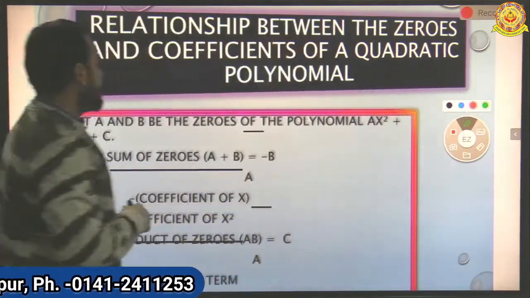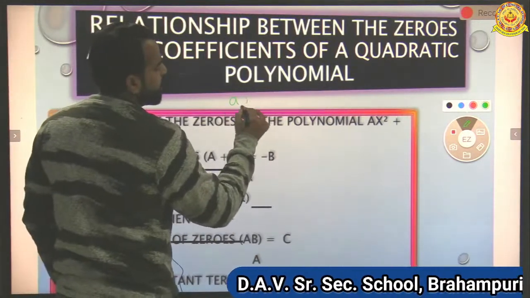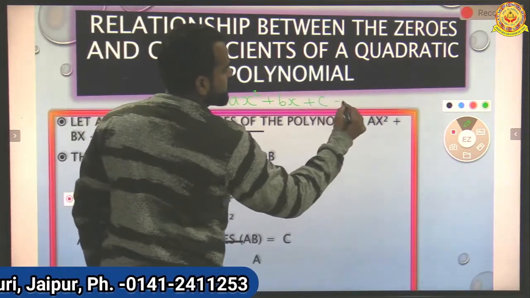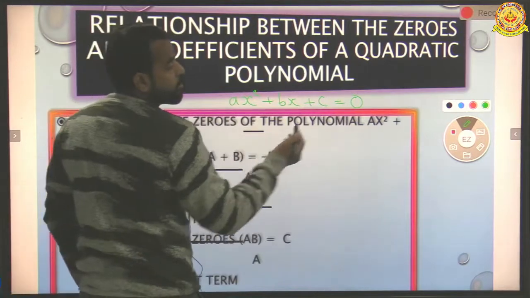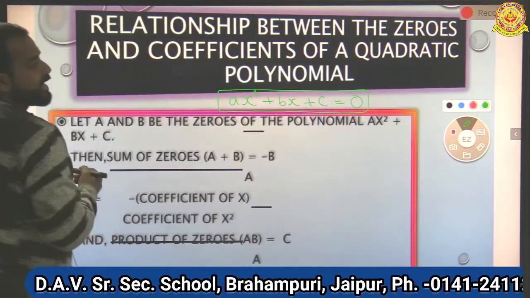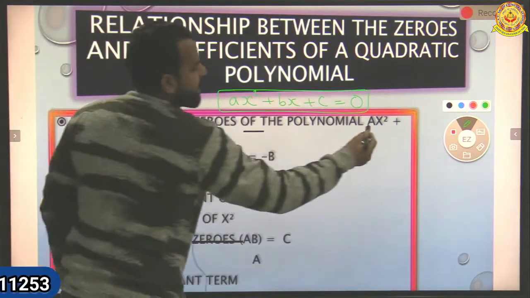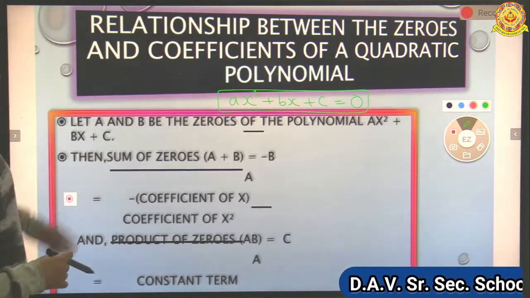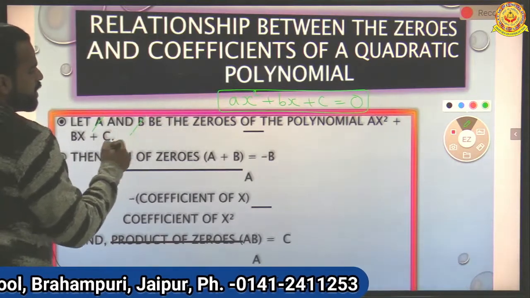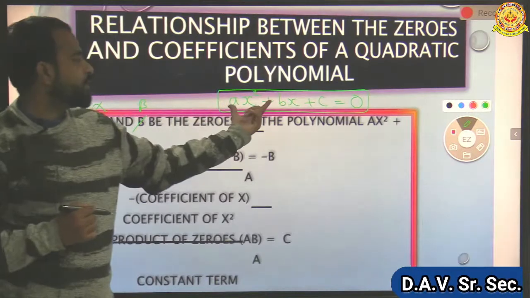Look, we all know about a quadratic equation. Let's take any quadratic equation. A standard quadratic equation should be ax square plus bx plus c is equal to 0. When we are finding the 0, that means the whole equation will become 0. Okay, so this is a standard quadratic equation. It's written in this form as well, ax square plus bx plus c. Let a and b be the zeros of the polynomial. We can replace a and b by alpha and beta, because a and b are already there in the coefficient form, right?